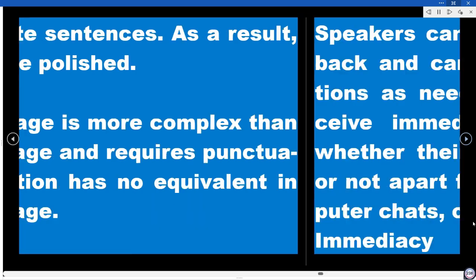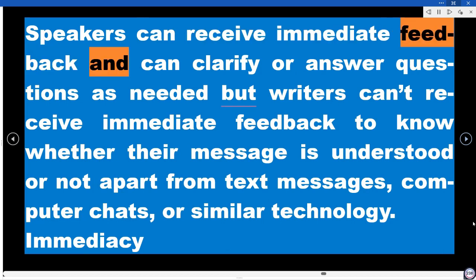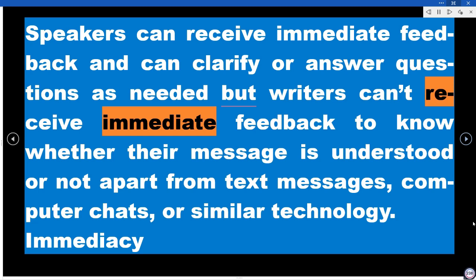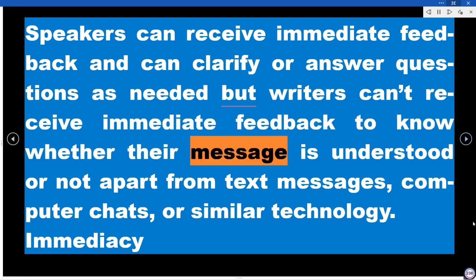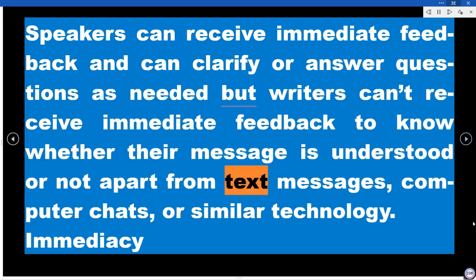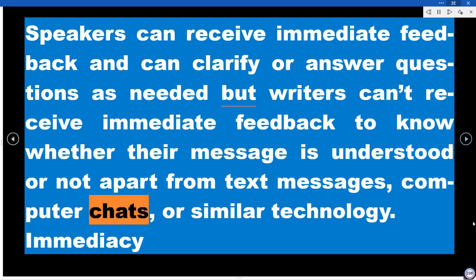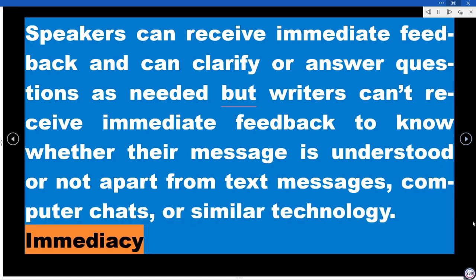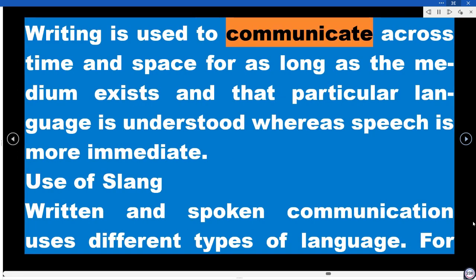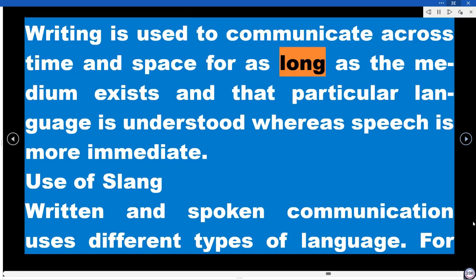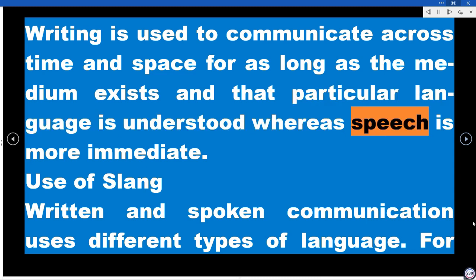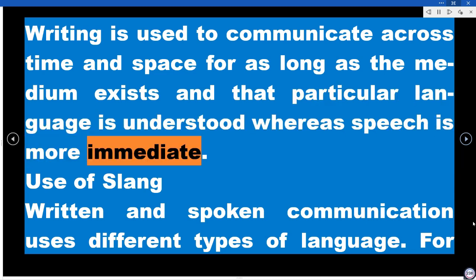Feedback. Speakers can receive immediate feedback and can clarify or answer questions as needed, but writers can't receive immediate feedback to know whether their message is understood or not, apart from text messages, computer chats, or similar technology. Immediacy. Writing is used to communicate across time and space for as long as the medium exists and that particular language is understood, whereas speech is more immediate.